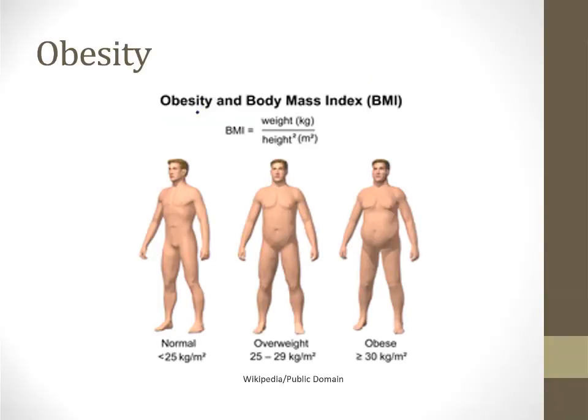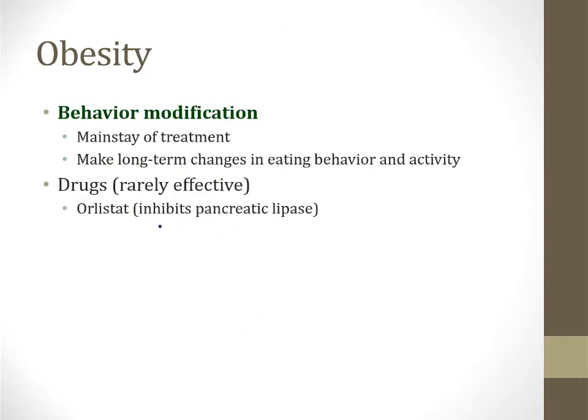So we usually describe obesity in terms of the body mass index. The body mass index is the weight divided by the height squared. A normal BMI is less than 25. A person is considered overweight if their BMI is between 25 and 29, and anyone that is 30 or greater is considered obese. The main way we treat obesity in the United States is through behavior modification.